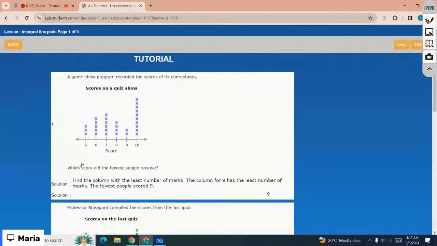A game show program recorded the scores of its contestants, right? What score did the fewest people receive?